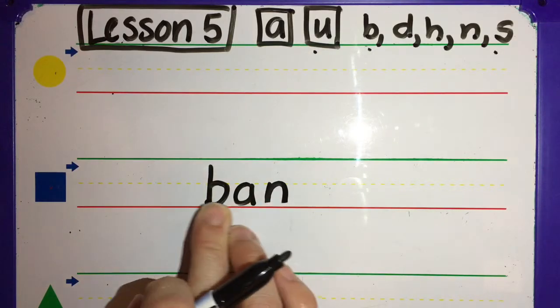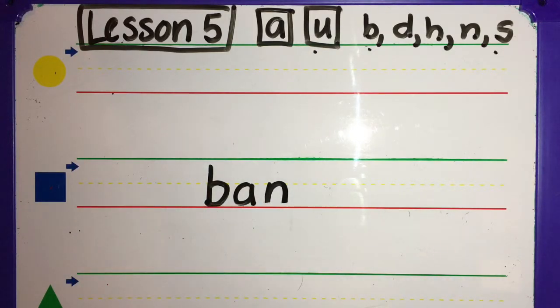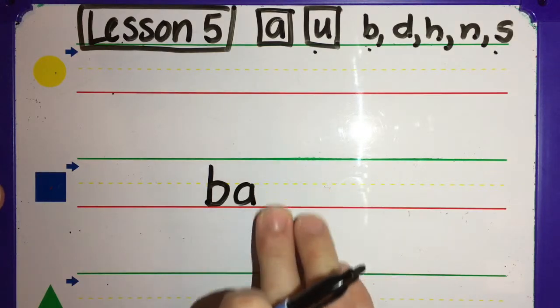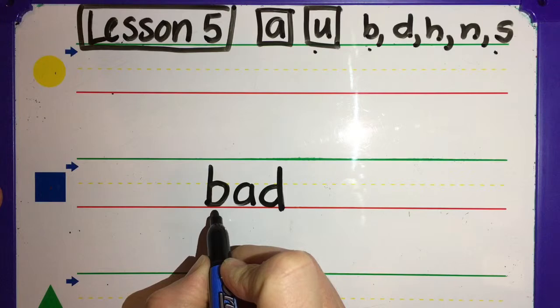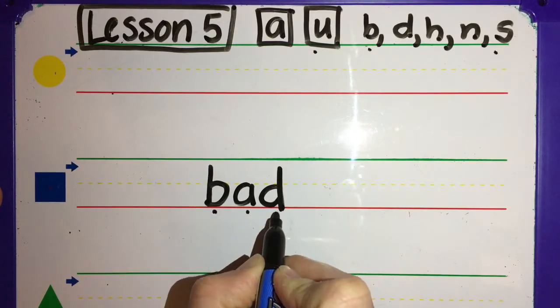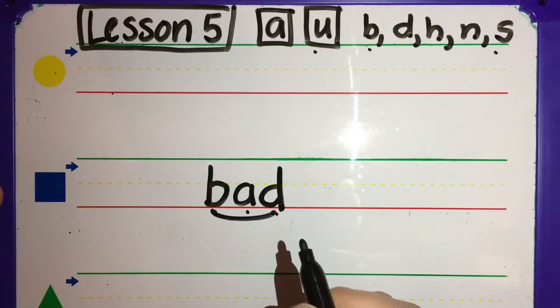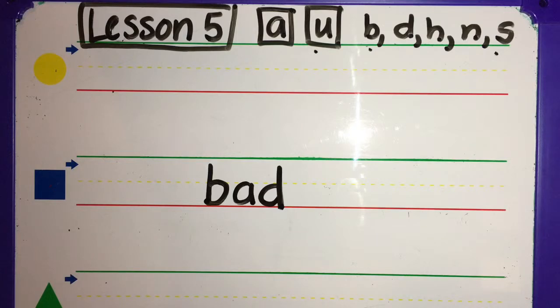Alright, the next word changes just 1 letter. We're going to make the word bad. Get ready to segment. B-A-D. Bad. Go ahead and change the N to a D. Segment with me. B-A-D. Bad. B-A-D. Okay, for our next word, we're going to be changing 1 letter.